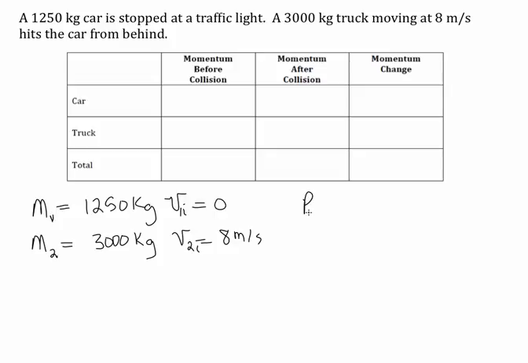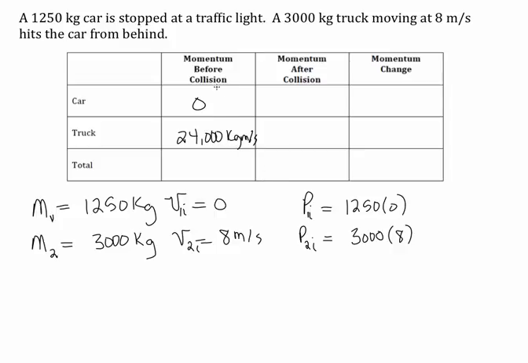The initial momentum of the car, so I'm going to call that P1 initial, is simply going to be mass times velocity. So if we take 1,250 times 0, that means the initial momentum of the car is going to be 0. I'm going to do the same thing with the truck, so I'm going to call that P2 initial, and that's going to be 3,000, that's my mass, times the velocity, which is 8. So we multiply those two together, and we know that's going to be 24,000 kilogram meters per second. Well, to find the total, what do we do?